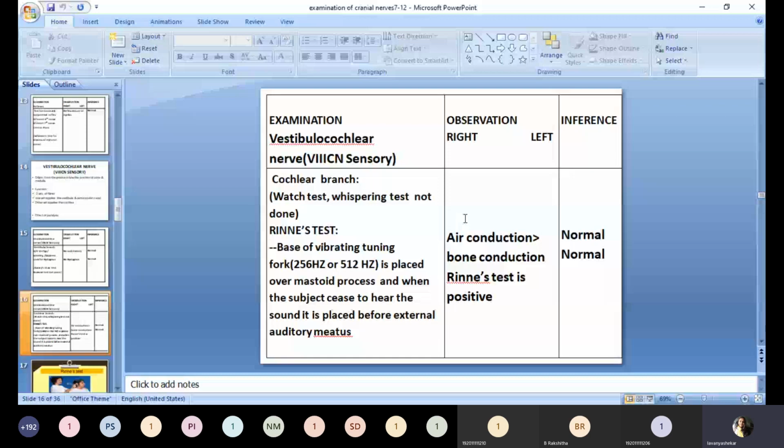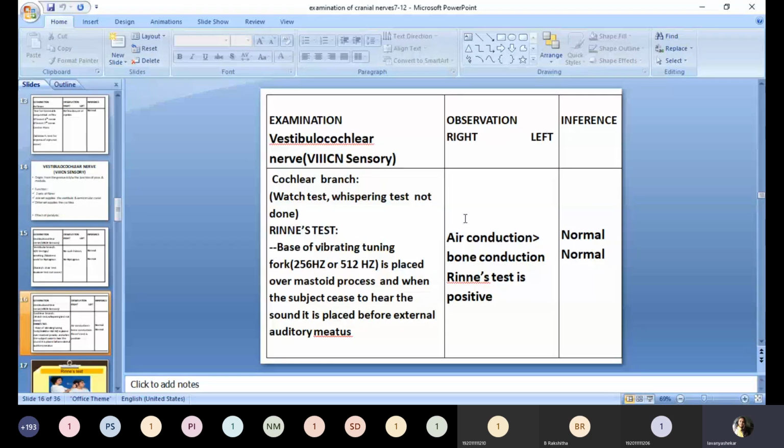In the whispering test, similarly, the subject will be made to hear a whisper sound. If he fails to hear the whispering, then there is damage to the cochlear branch of the vestibulocochlear nerve. So the watch test and whispering test are actually not done. But we are going to do Rinne's test and Weber's test for checking the cochlear component of the vestibulocochlear nerve.